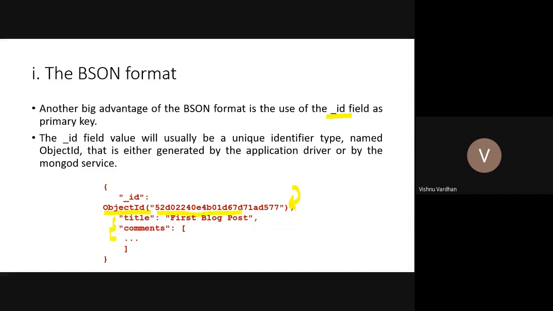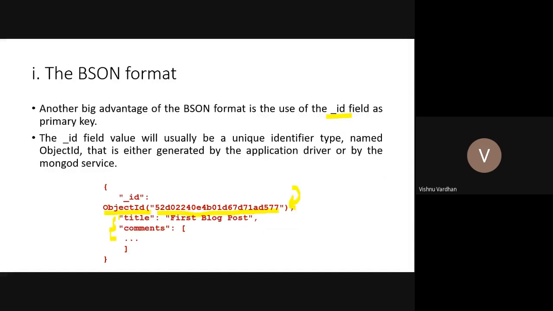There is no chance that you have an ObjectId which is the same as in any of the MongoDB instances running across the internet. So you don't find a common ObjectId. That's why it is very, very unique. It cannot be duplicated across all the instances running in the industry in the entire world. It is either generated by the application driver or by the MongoDB service. It is automatically going to be created by MongoDB whenever you insert for the first time.